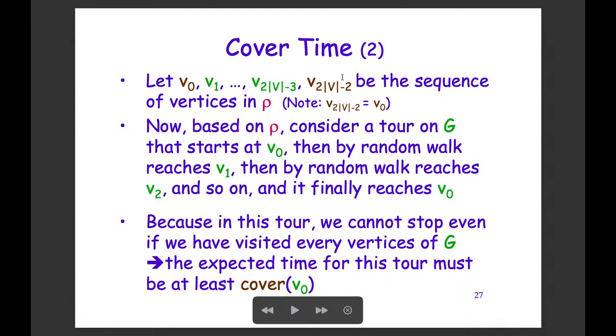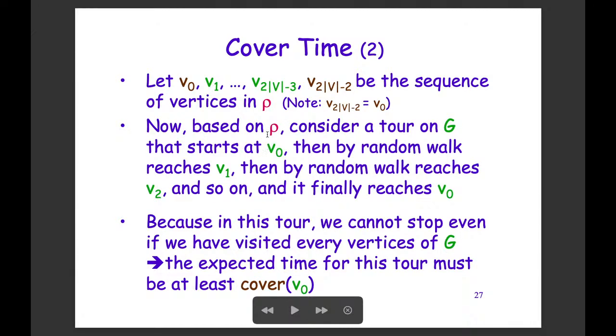There are how many edges? There are exactly V minus 1 edges. So the total tour consists of 2V minus 2 steps. V0 goes to V1, V1 goes to V2, and so on and so forth. We come back to itself after 2V minus 2 steps. We let this be the sequence.